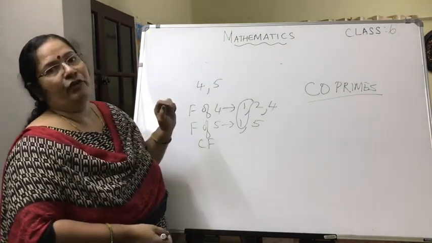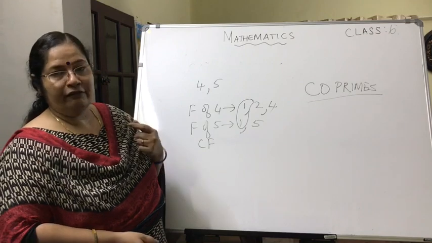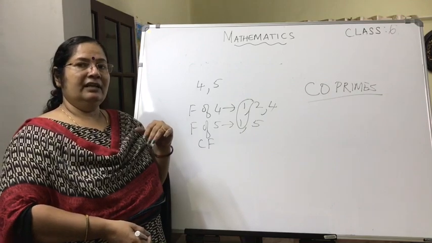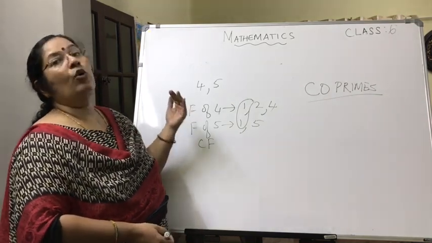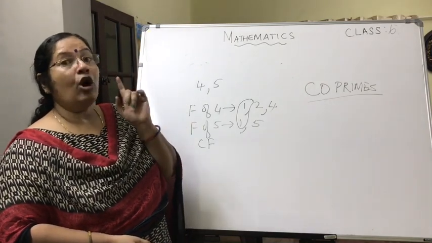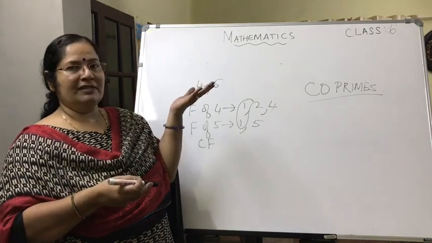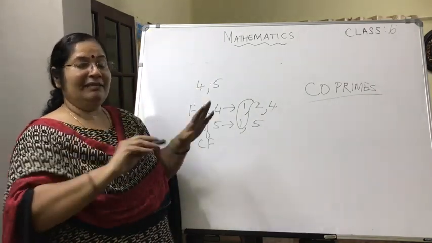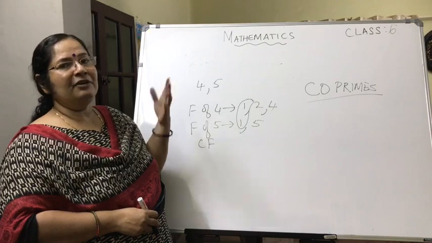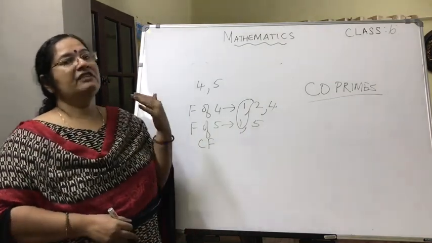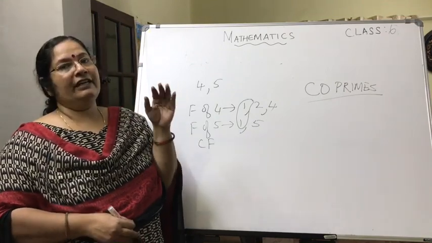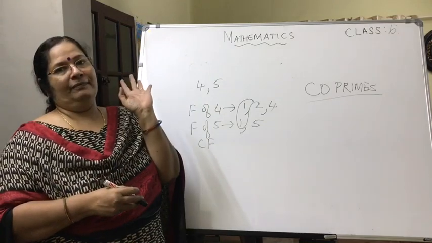One such example is 4 and 5, 2 and 3, 2 and 5. Then 4 and 7, 7 and 11, 9 and 11. All these are co-primes. They will have only 1 as their common factor. It has nothing to do with prime numbers. Don't think it's something related to prime, because 4 is a composite number and 5 is a prime number. So there's nothing related to prime numbers here. Co-primes means numbers which have only 1 as their common factor. The factor which is common for both of them is only 1. Is it clear for you?